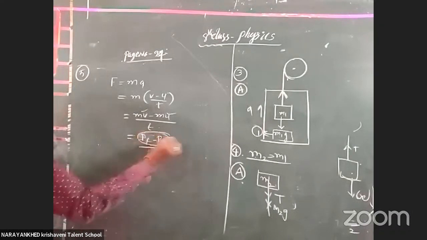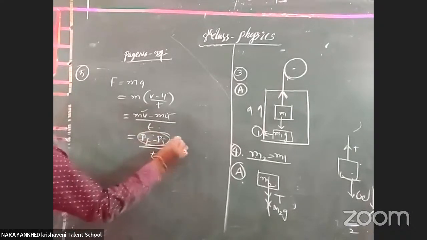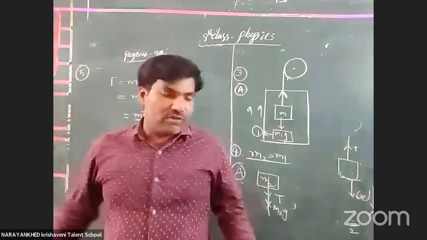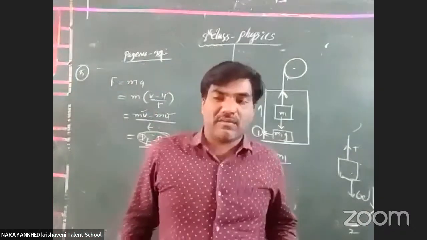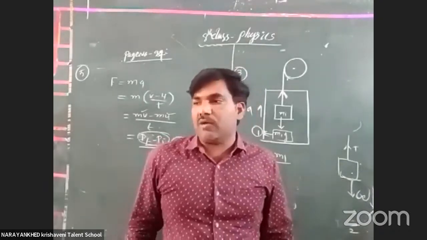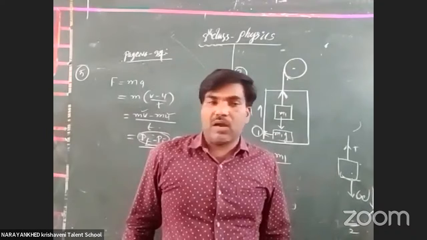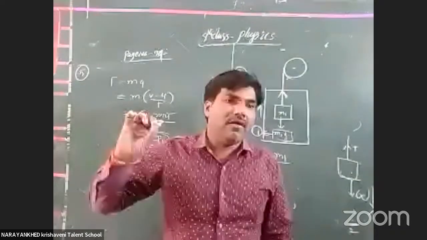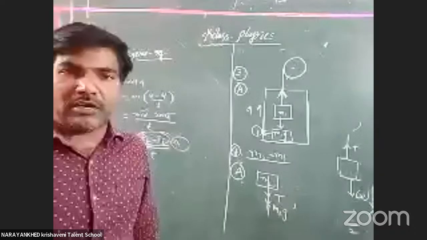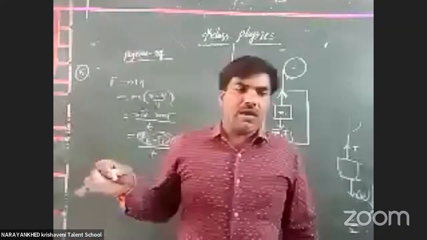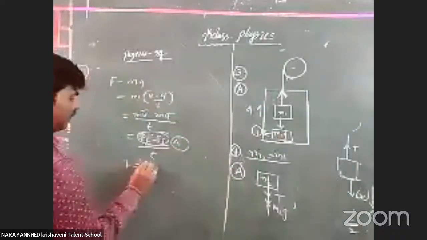The change in momentum over time is called the force application. Change in momentum is a measure of the mass? No, it is not a measure of the mass. It is a measure of the force applied on the body. Got it or not? The rate of change of momentum is equal to the force applied on the body. This is also called Newton's second law only. Okay, clear or not? F is equal to Δp by Δt.